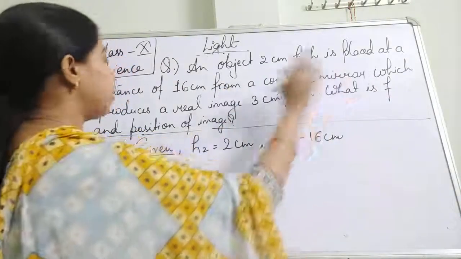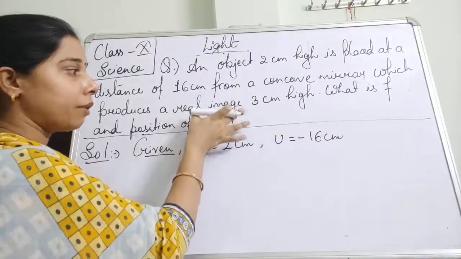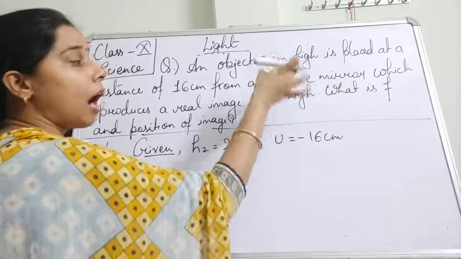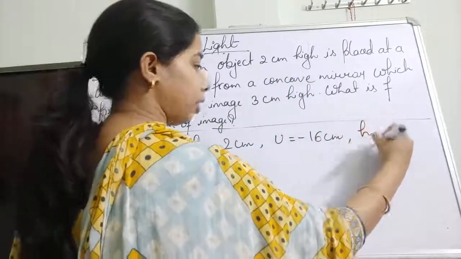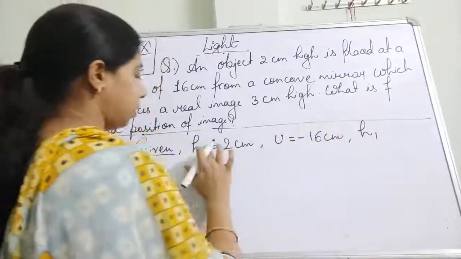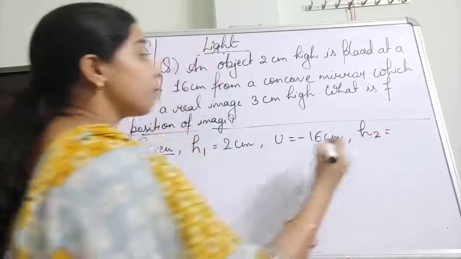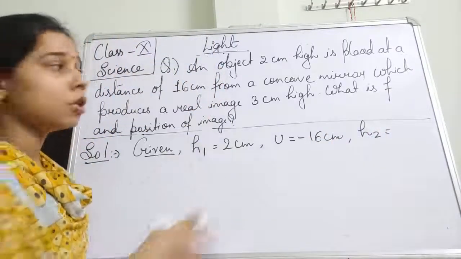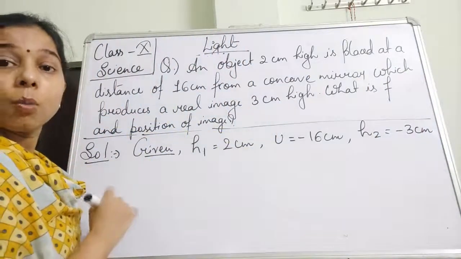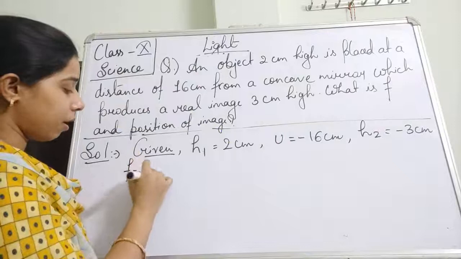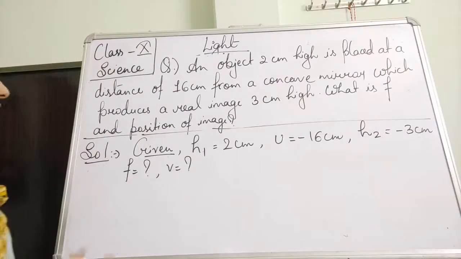From a concave mirror which produces a real image. Now here it is mentioned it produces a real image and the image height is given 3 centimeter. So if it produces a real image, sorry, here it will be h1, students, that is height of object, and h2 will be the height of image. So real image is always in the downward direction, so it will be minus 3 centimeter. What we have to find is focal length and position.